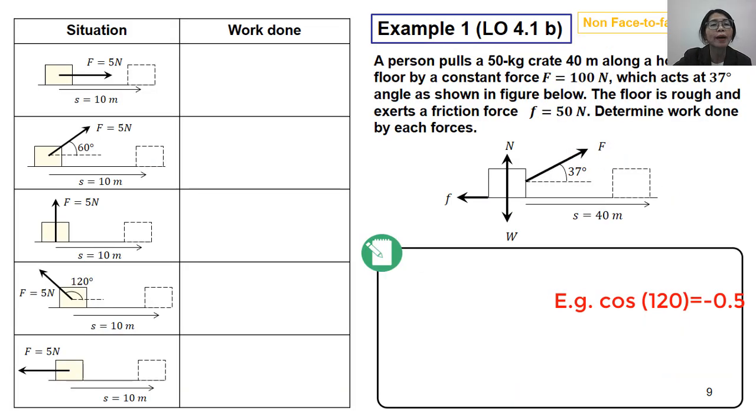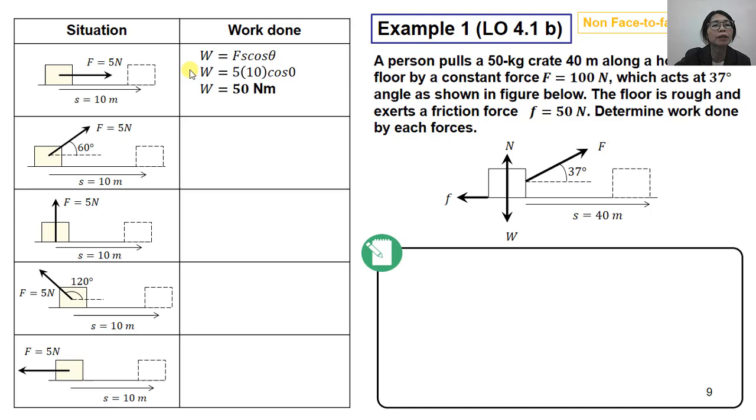So I give you the situations here. For example, I have a box and a horizontal force of 5 Newton is applied. Then the box travels a displacement of 10 meters. Then when I do my calculation, the angle between the force and S is 0, so I will get the work done is 50 Newton meter.